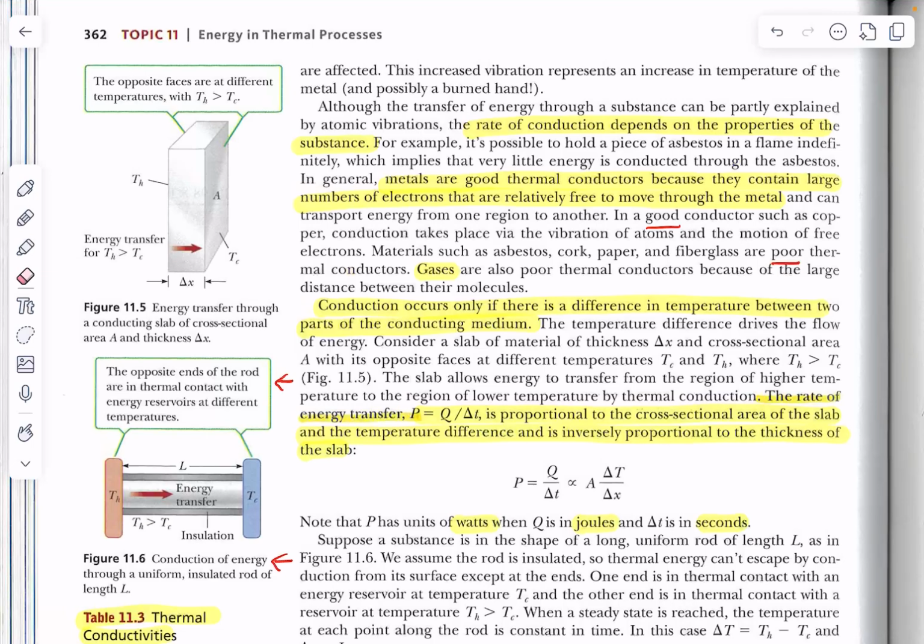Now, if we imagine this material over here in figure 11.5, and we have a temperature on one side and a temperature on the other side. Let's say that this temperature is the hotter temperature, this temperature is the cold temperature. And so the heat always goes from hot to cold. That seems to be a fundamental thermodynamic principle of the universe. The net flow of heat is always from hot to cold until you reach equilibrium.